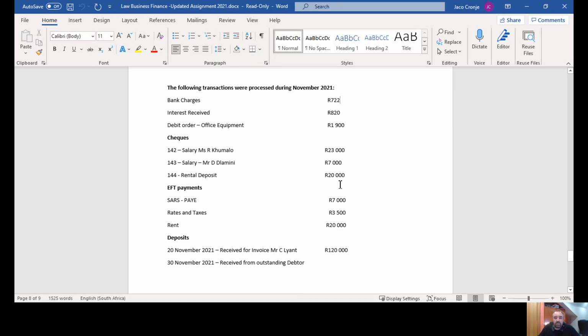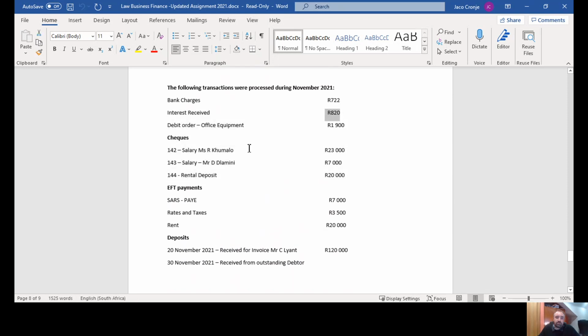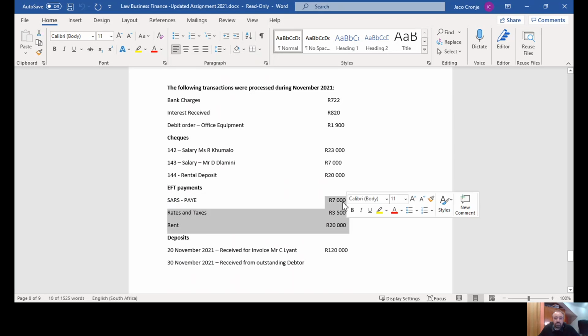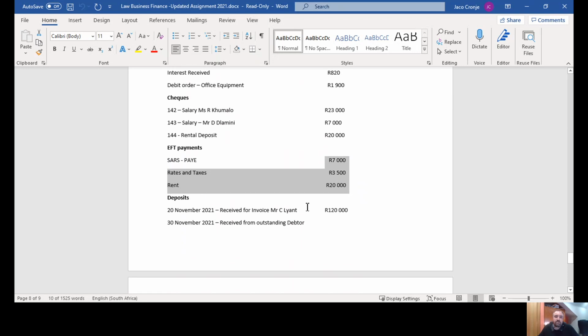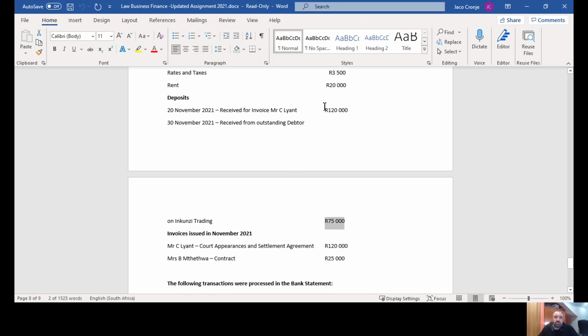Okay. Now these checks, we don't know whether they've cleared or not, but these are the checks that we've written out to clients. So we need to go and account for all of these checks. So all of these transactions from there to there written into the cash book as payments. Okay. Oh, that's interest received. So that will probably be a receipt. Okay. Then EFT payments. So all these payments, they all just reflect as normal cash book transactions. And here's the deposit. So these are the deposits that we receive. We don't know whether they've passed through the bank at this point. Okay.